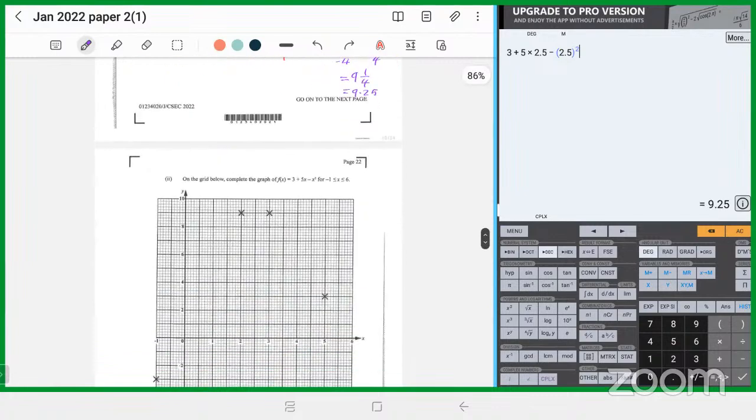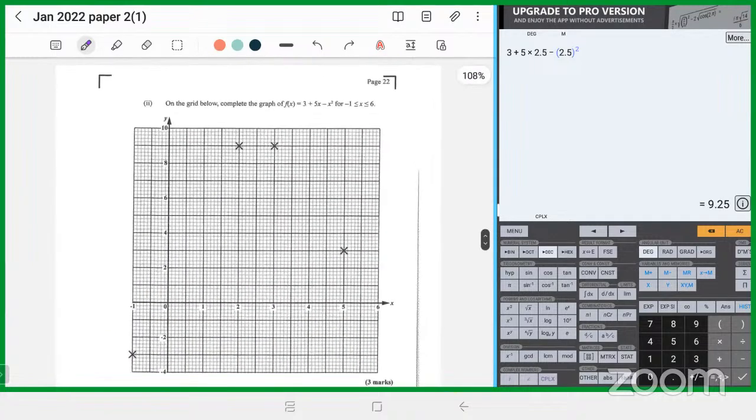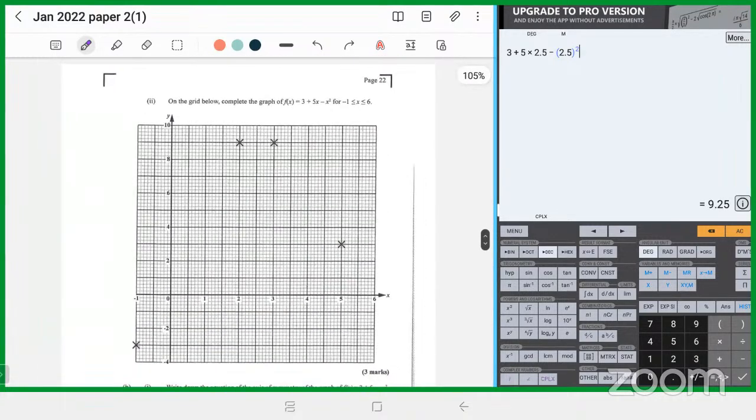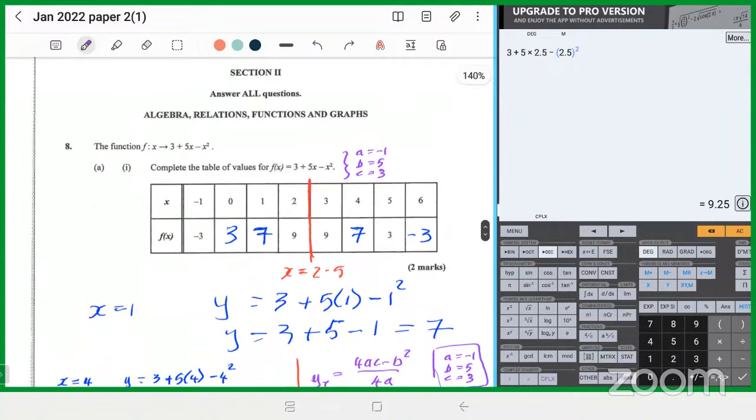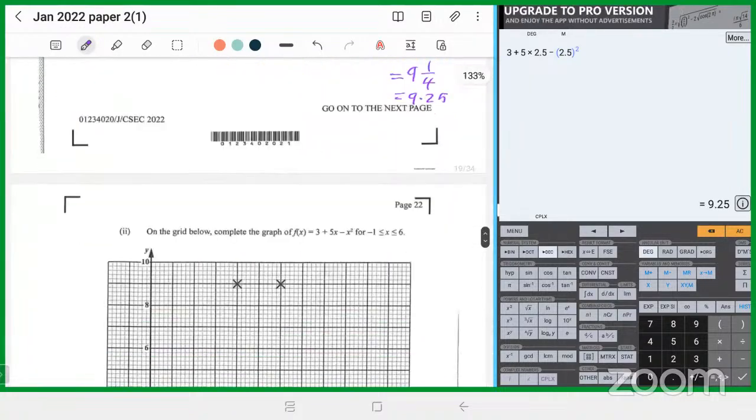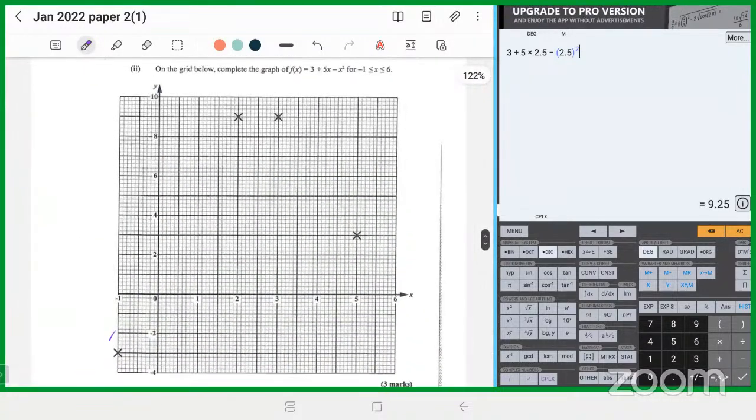What else do I want us to do? They want us to draw the graph. Now, notice they give us some of the points, right? They gave us the points that were on the table. They gave us these points that I'm marking in purple. Those 4 points, 1, 2, 3, 4. You have to put in the rest of them that we worked out.